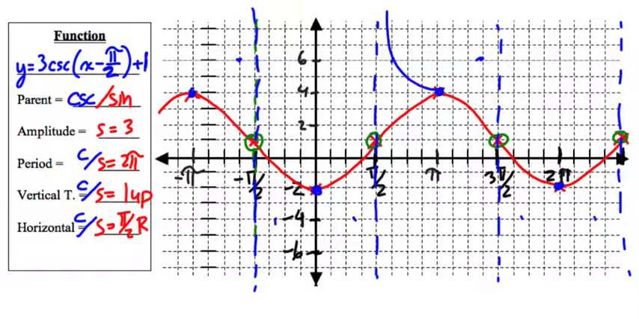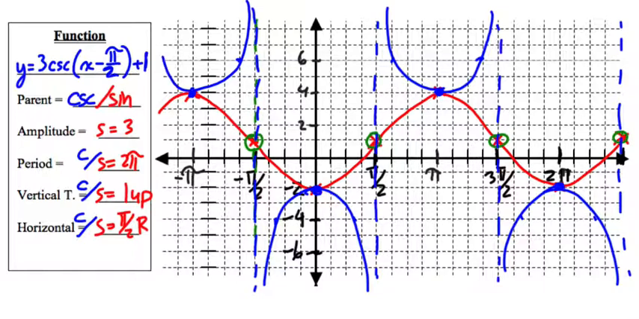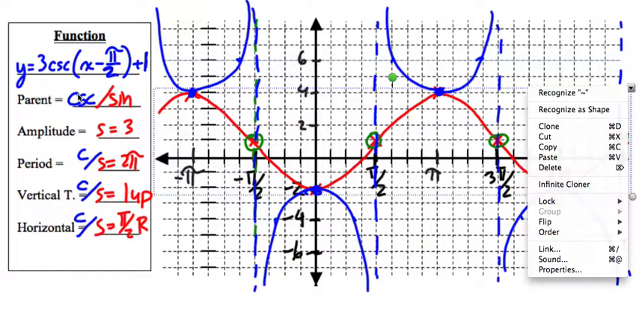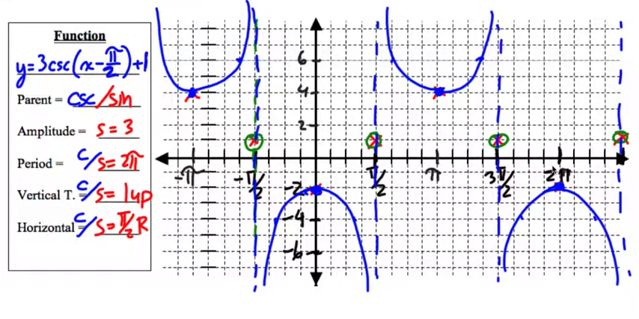Connecting these points and staying between the vertical asymptotes, we see that we get a series of U-shaped pieces to our graph. Note that these pieces do not cross the vertical asymptote. Our final step in the graph of the cosecant is to erase the sine graph. What remains in blue is the graph of the corresponding cosecant function.